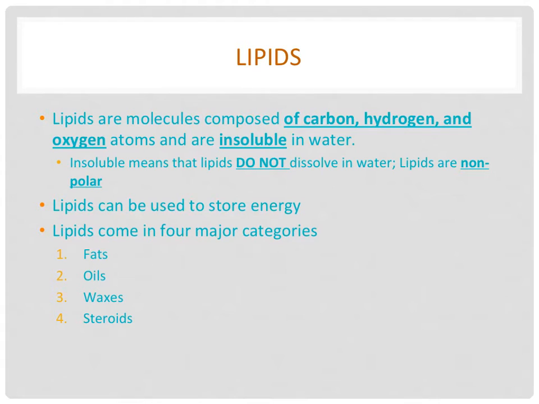Alright, so we have flipped to our lipid section, and the first thing that we notice is that lipids are molecules composed of carbon, hydrogen, and oxygen. So, remember, just like last time, if you know what the symbols stand for, you can write those out instead of the actual words. So, carbon is represented with a C, hydrogen is represented with an H, and oxygen is represented with an O. So if you don't have enough room, or you like to write the symbols instead, C, H, and O. Also, it says they are insoluble in water.